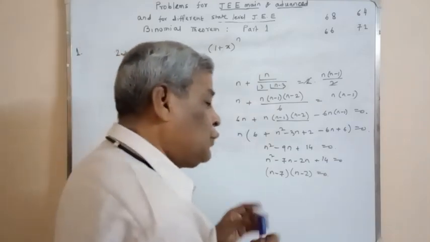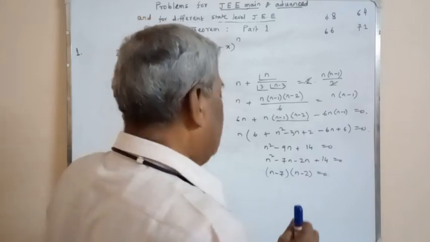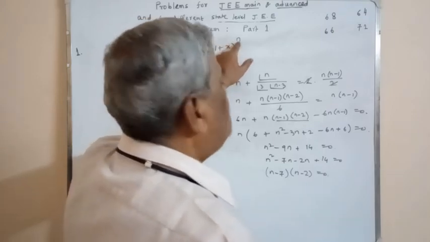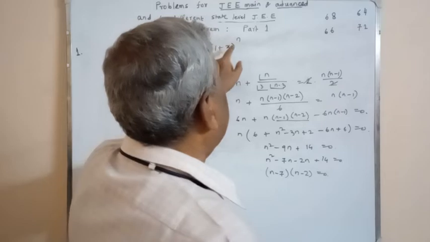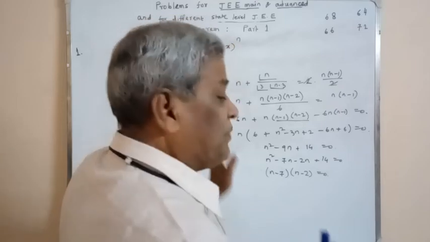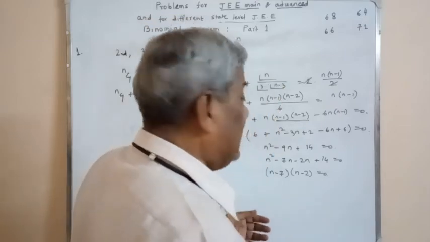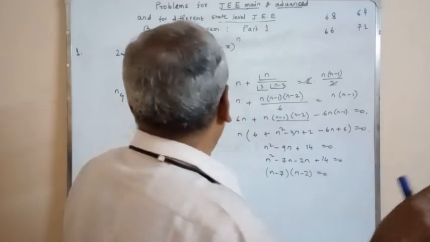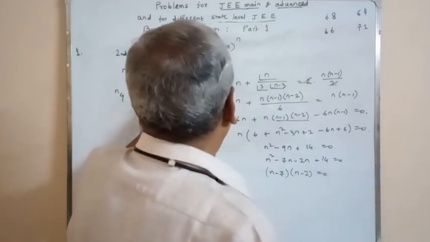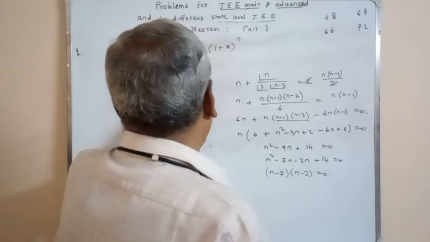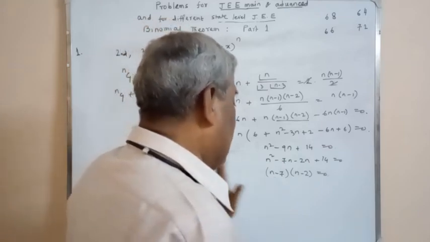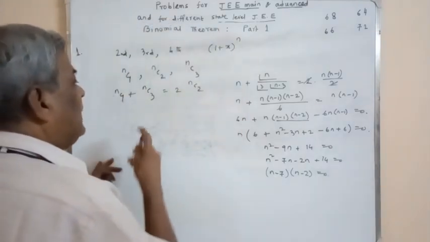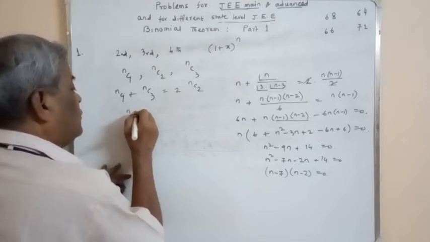But n is equal to 2 is not possible, because if n is equal to 2, the highest power is x square, but x square means it has only 3 terms. But it is given that at least 4 terms are there. So n is equal to 7. So that we get n is equal to 7.